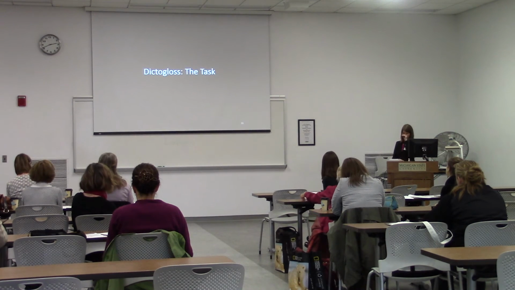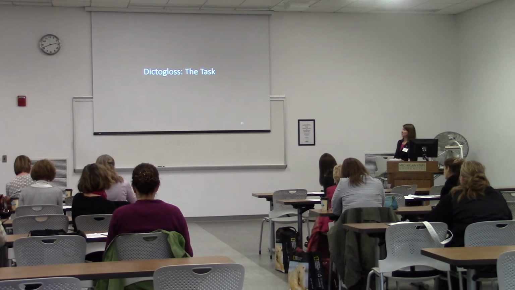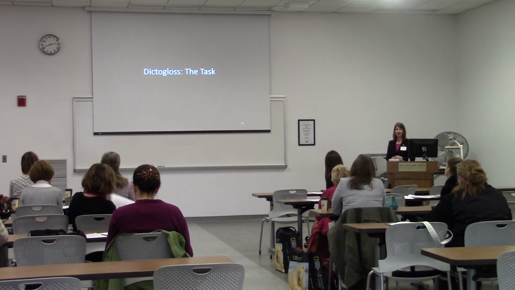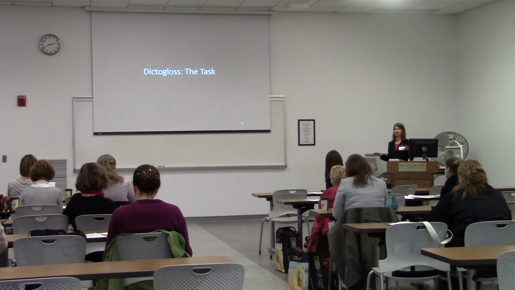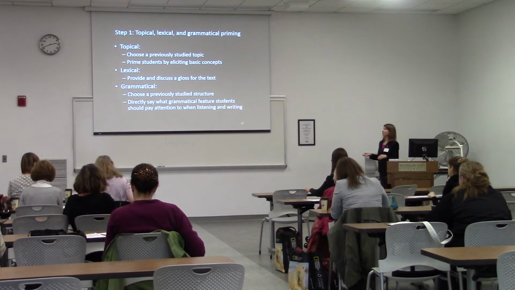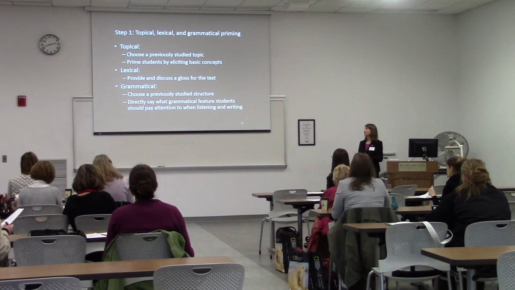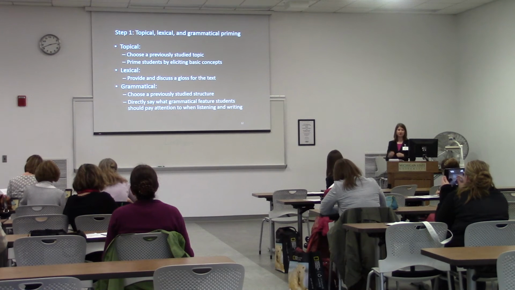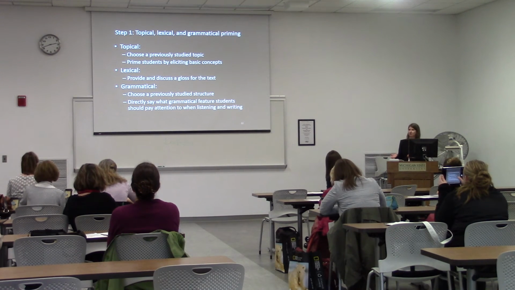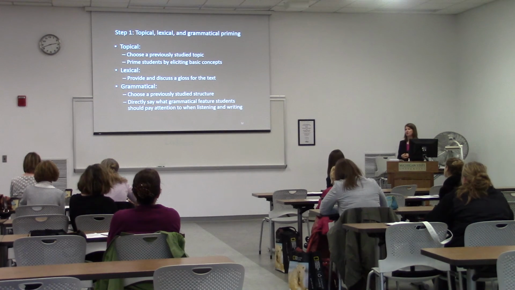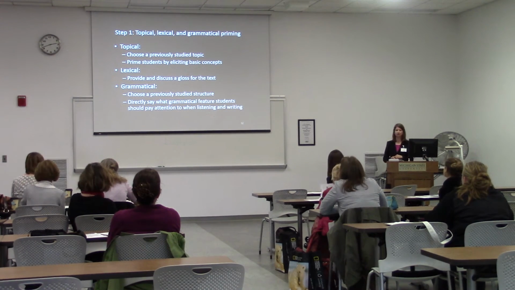Okay, so now we know what Dictogloss is, we know how to get a text together for it, so now let's talk about the task. There are 9 steps, which sounds like a lot, but some of them are very quick. The first thing you want to do is priming. You want to prime them for the topic, for the vocabulary, and for the grammar. So you want to choose a previously studied topic. That's ideal, though you don't have to. And you also want to prime the students by eliciting basic concepts. I'll show you an example in a moment.